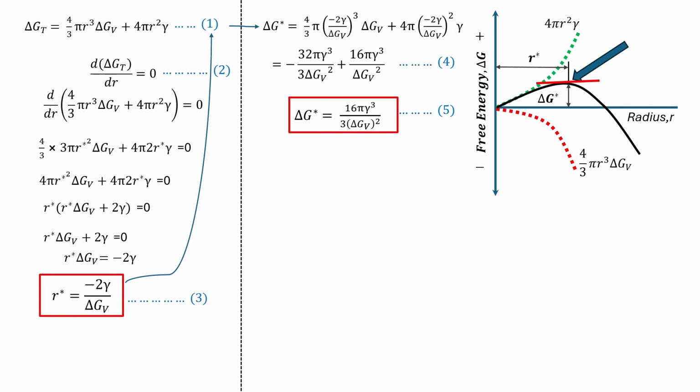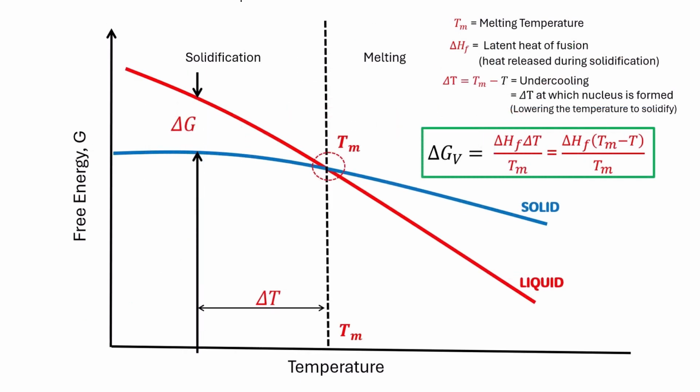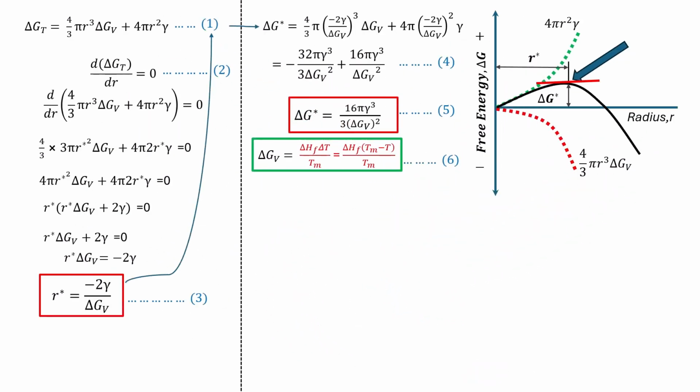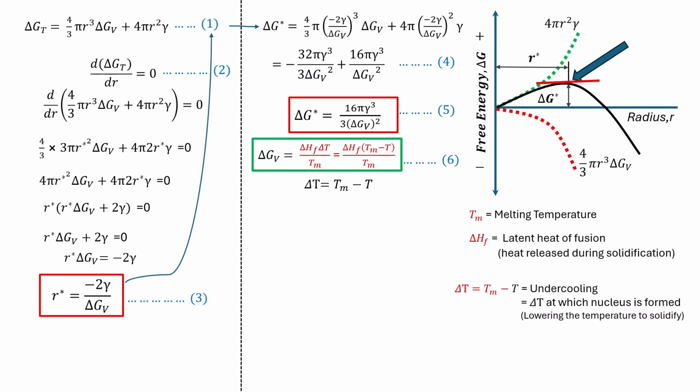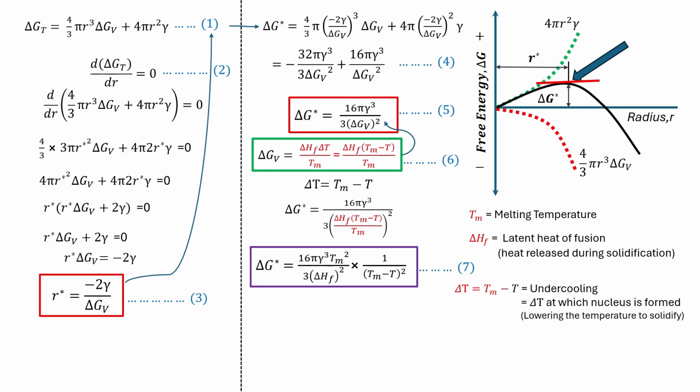Now we will quickly recall the variation of free energy change of liquid and solid phase with temperature. This has already been discussed in the earlier uploaded video on energetics of solidification. Here we have derived the expression for delta GV in terms of latent heat of fusion, delta HF, undercooling, delta T, and melting temperature, Tm, shown here by equation 6. Thus, coming back to our derivation, we will put equation 6 in equation 5 and we can write the expression of critical free energy in terms of latent heat of fusion, undercooling, and melting temperature, given by equation 7. Thus we have the critical free energy equation having the undercooling term.